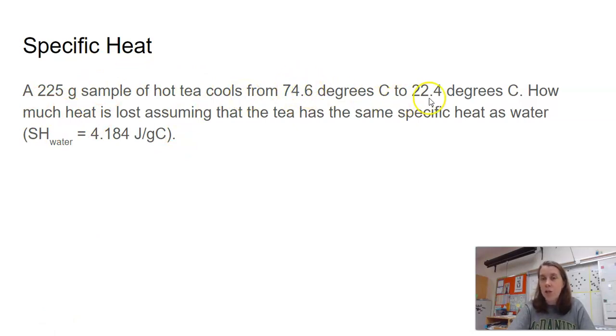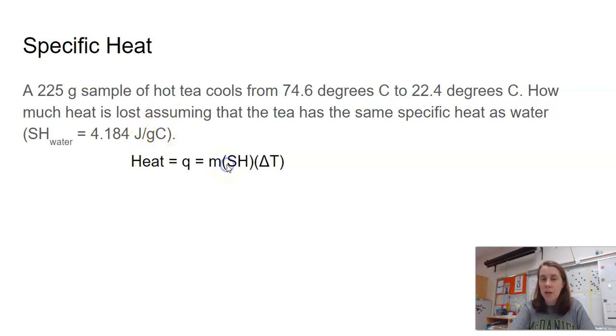that cools from 74 degrees Celsius to 22.4 degrees Celsius. How much heat is lost, assuming that the tea has the same specific heat as water, which is a pretty good assumption because tea is mostly water. The specific heat of water is 4.184 joules per gram degree Celsius. Constants often have weird units like that because, like I said, it's the amount of energy required to change the temperature of 1 gram 1 degree.